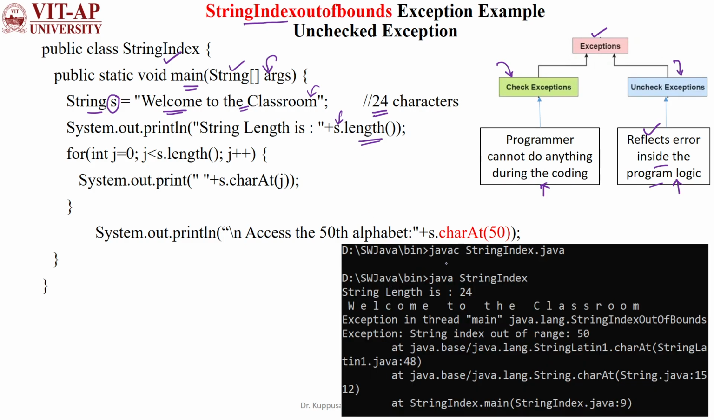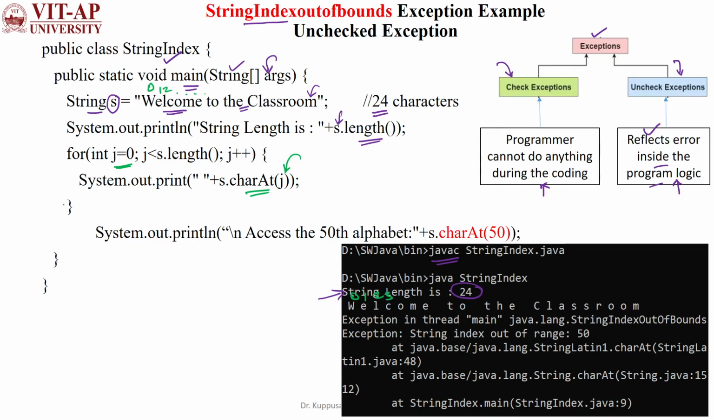When you compile this code, it compiles successfully and prints the length of the string as 24. Then I am using the for loop starting from index number 0, so index 0, 1, 2, etc. It will print the string character by character by using the index value: 0th index, first index, second index, third index, like that it is printing.